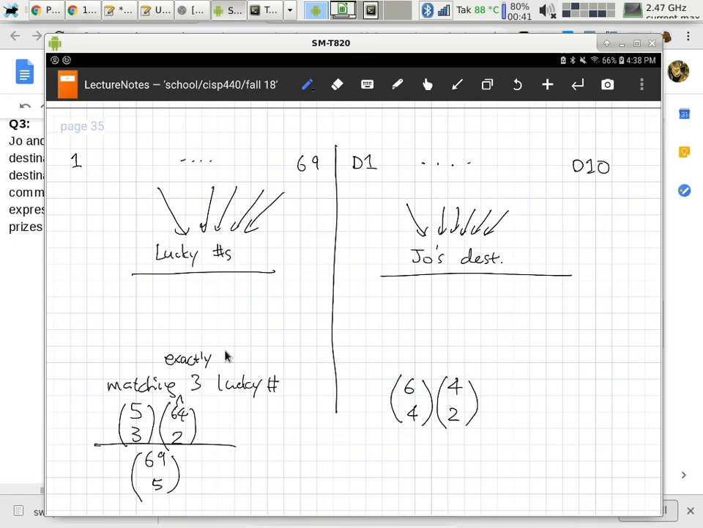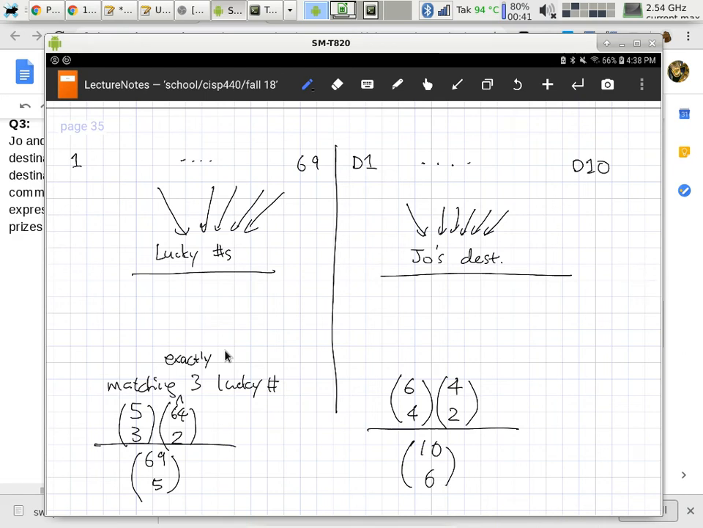With this one, it's the same deal. So you have to divide it by how many ways Pat can choose 6 destinations out of 10. Okay? Well, it's just 10 choose 6. So that becomes the solution of this particular problem.